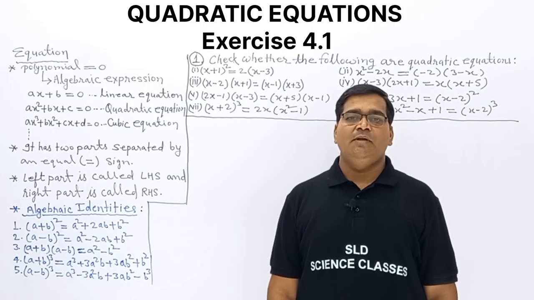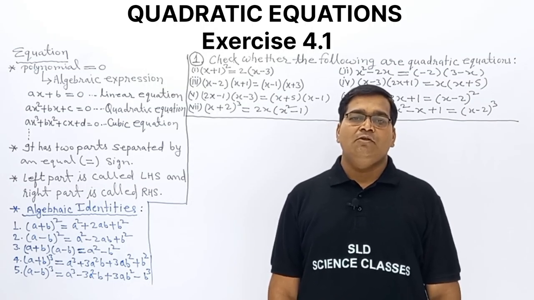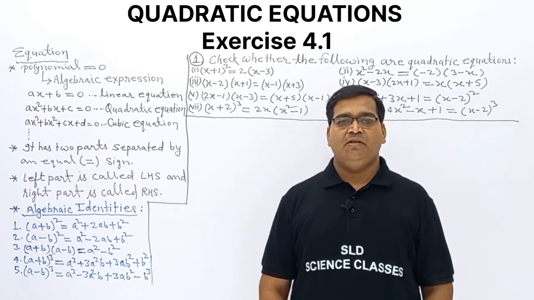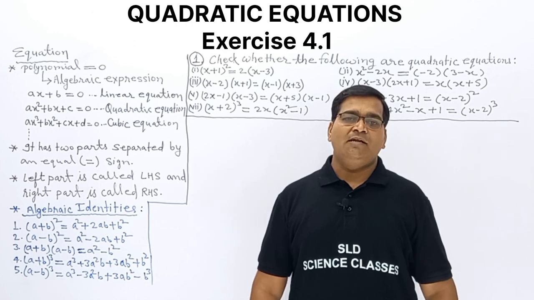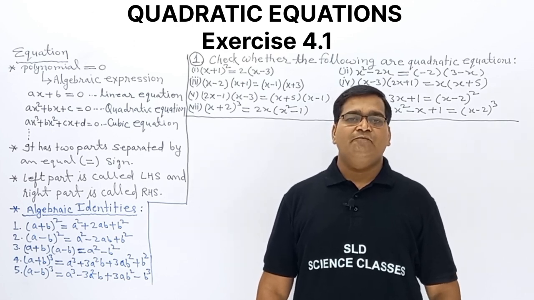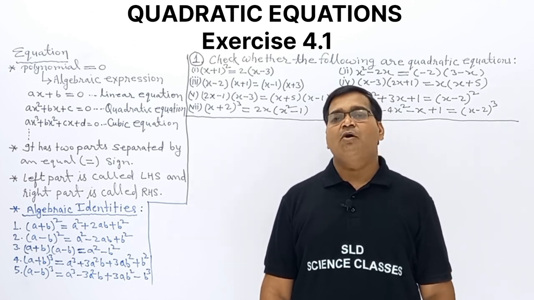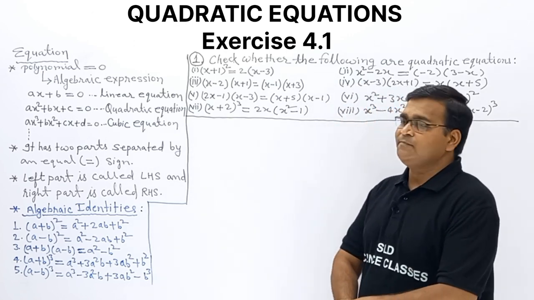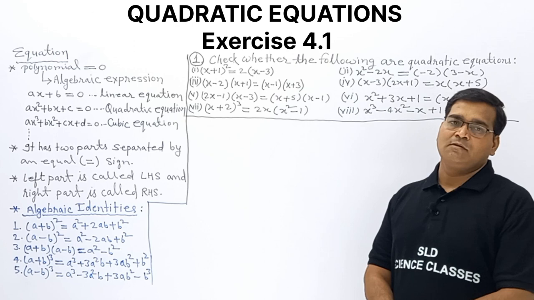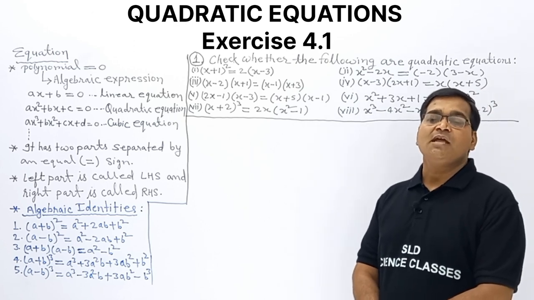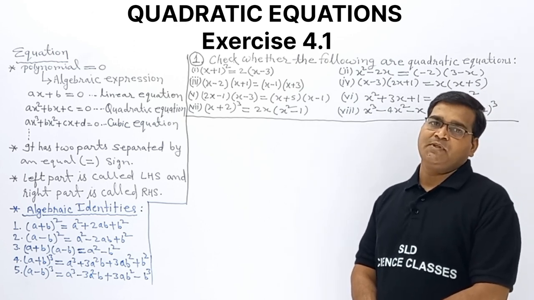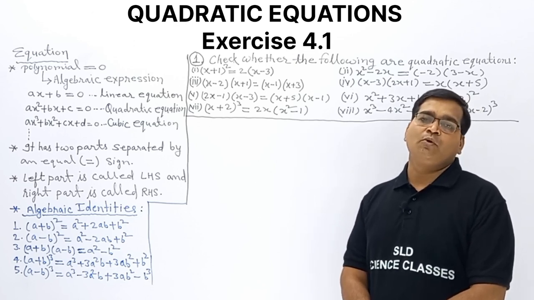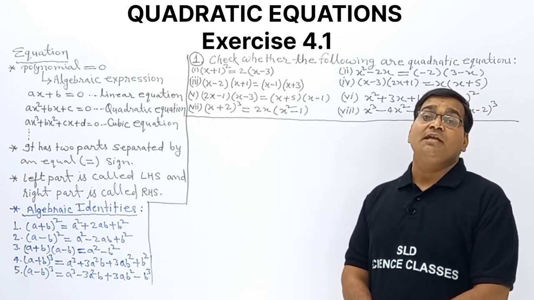Today we will discuss chapter 4, quadratic equations. For understanding this chapter, first I am explaining what an equation is. So what is the equation? In the equation we are having one equal sign. If a polynomial is equal to 0, then that is called what?